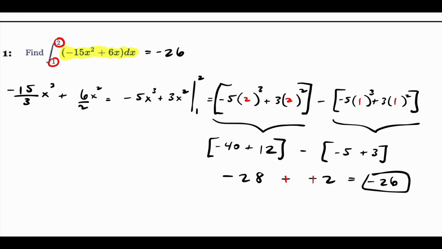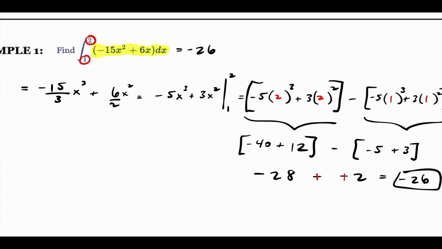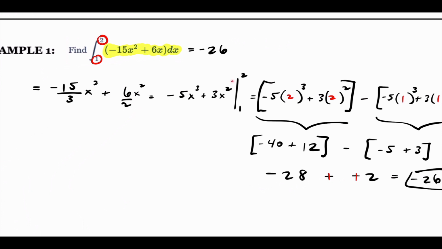So that means the area under the curve for the yellow, from x equals 1 to x equals 2, so not very thick, a very thin slice, would be negative 26. Okay? That's the process right there. The calculus part is review. We've done this part. This is the calculus part right here.